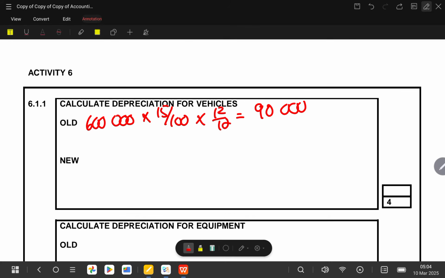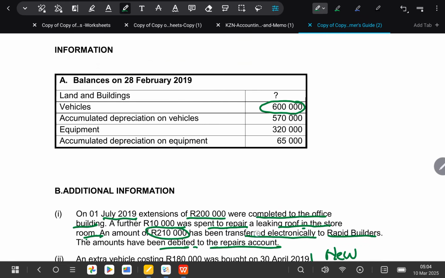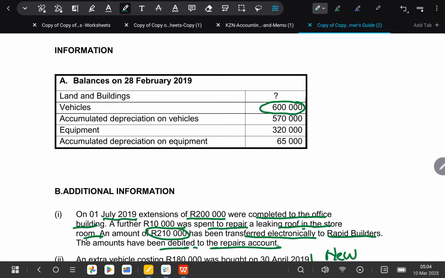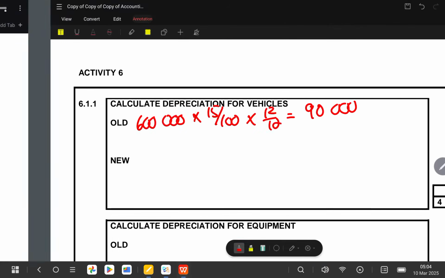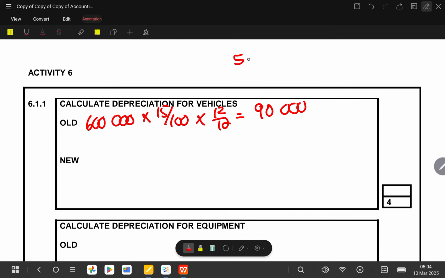But when you look at your information, your accumulated depreciation according to the fixed asset note at the beginning is already 570,000, which becomes a red flag for us. So 570,000 plus this 90,000 is going to give you 660,000, which cannot happen. Your depreciation, when you add it to your accumulated, cannot exceed the cost price.